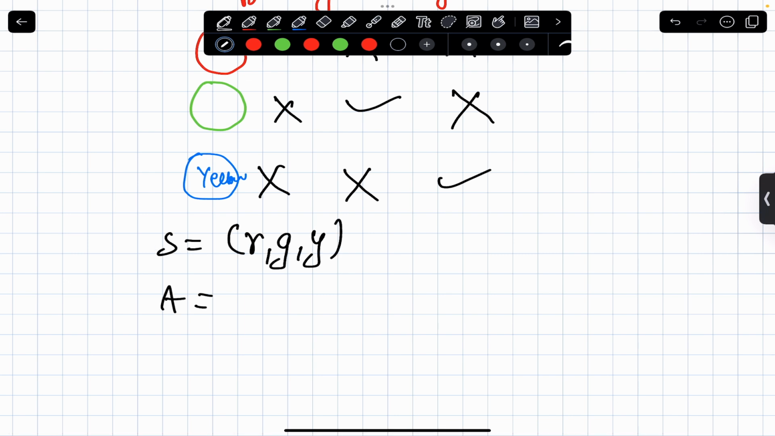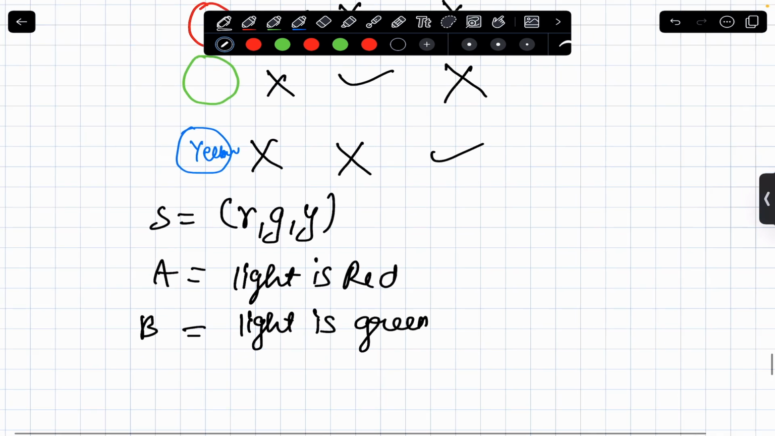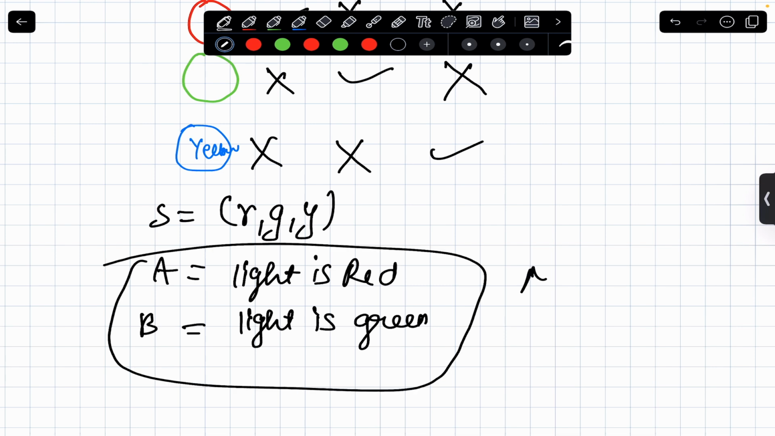We have an event A which says the light is red, and another event which says the light is green. Do both events occur at the same time? No. Have you ever seen a traffic light being red and yellow at the same time? No, absolutely not. So both these events are mutually exclusive because they cannot happen at the same time.